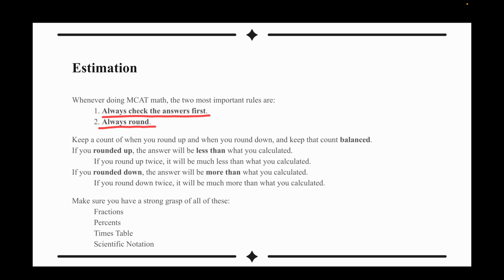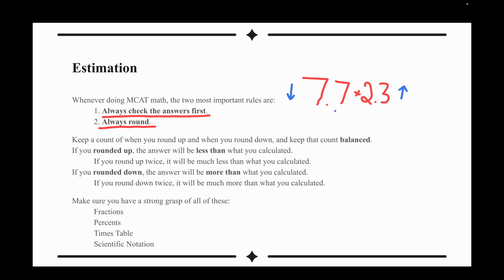You should keep a count of when you round up and when you round down, and try to keep that count balanced. For example, if we look at this equation, 7.7 times 2.3, if you round this number down, you should round this number up, or you can only round one of the numbers, and that will keep your calculation closest to the correct answer. If you rounded up more than you rounded down, your answer will be less than what you calculated, and if you round up twice, it will be much less than what you calculated.